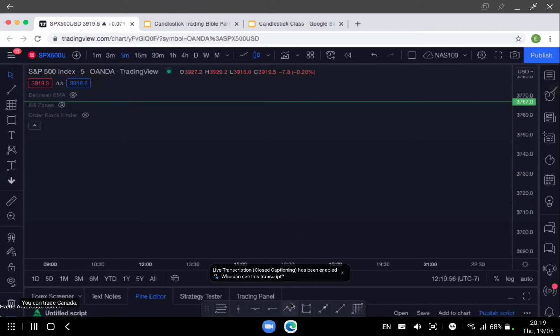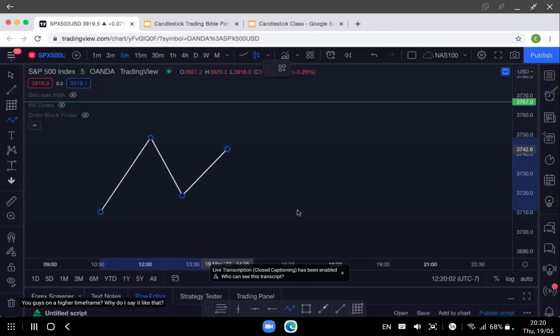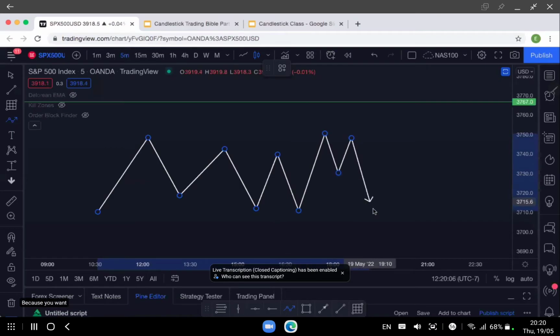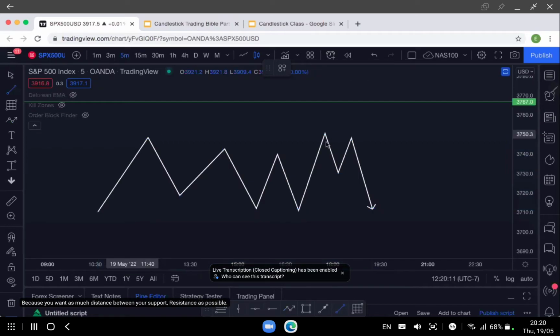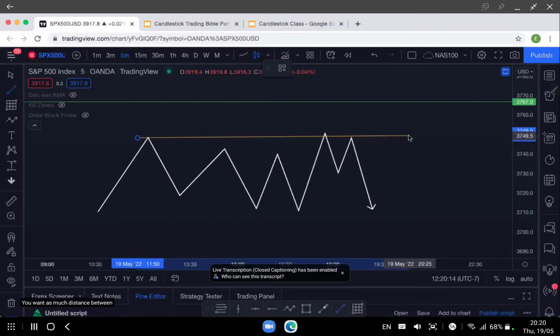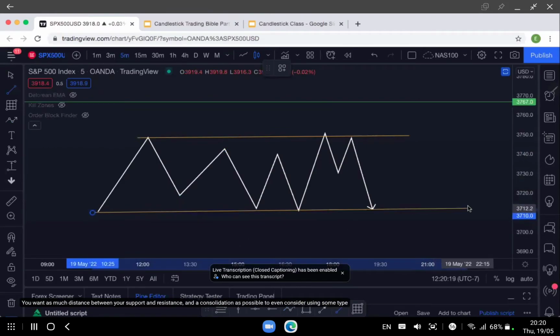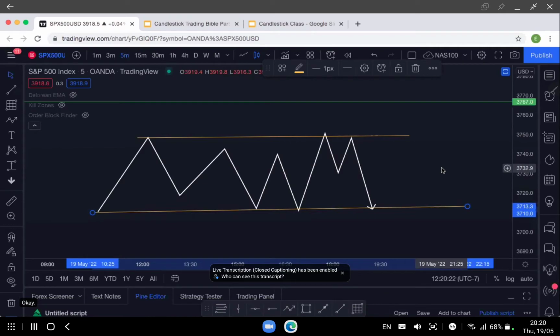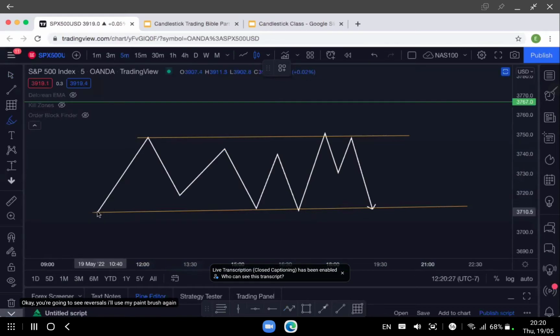You can trade candle patterns in consolidation, you guys, on a higher time frame. Why do I say it like that? Because you want as much distance between your support and resistance as possible to even consider using some type of pattern. You're going to see reversals. I'll use my paintbrush again, my highlighter, here and here, here, here, here.